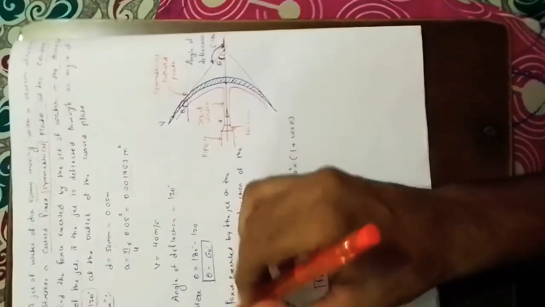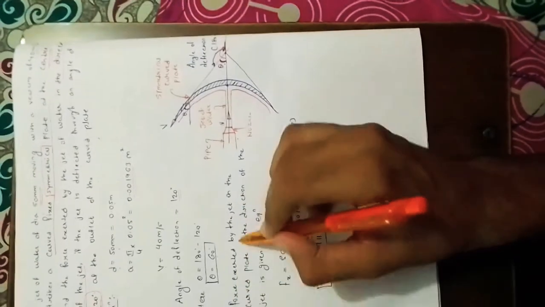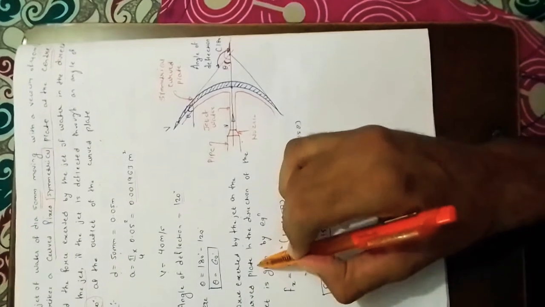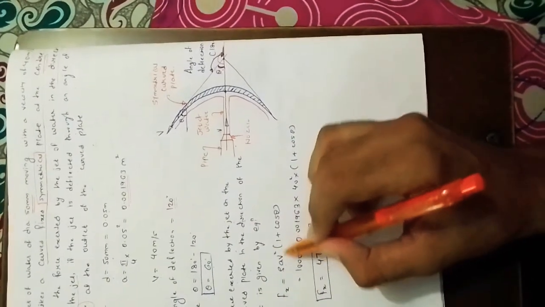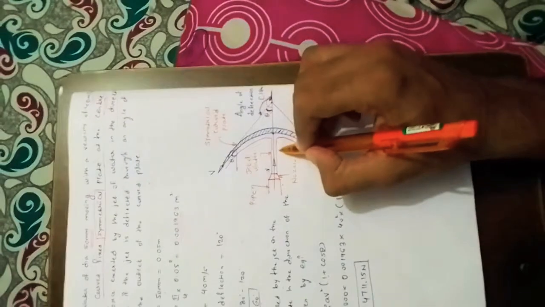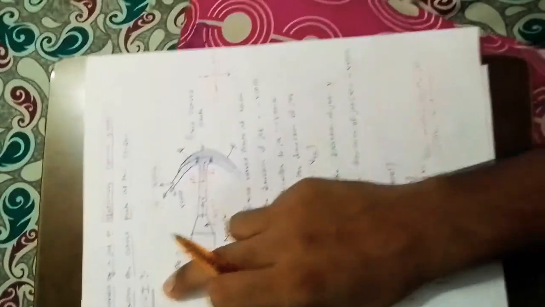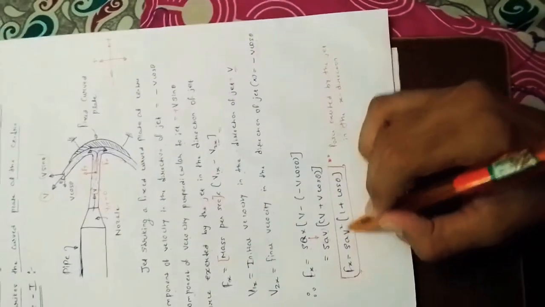Correct. So as per the formula, the force exerted by the jet on the curved plate in the direction of the jet is given by Fx equal to rho a v square into 1 plus cos theta. If we see the derivation, this condition is of which case? It is the first case. Correct. So we will be going to the first case. Case number 1. So for case number 1, the equation of Fx is rho a v square into bracket 1 plus cos theta. So we are using the same equation.